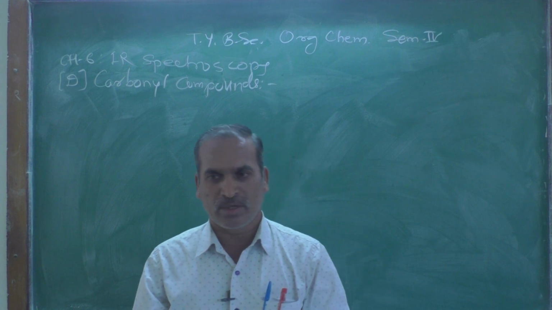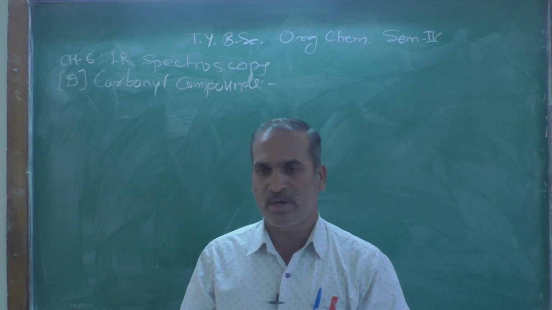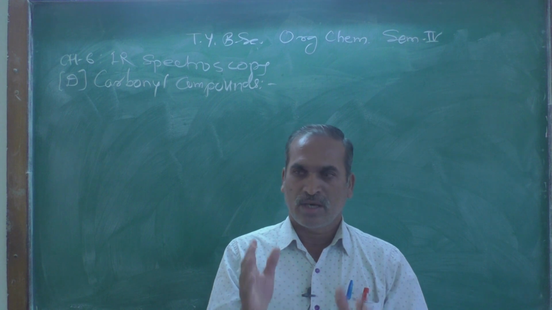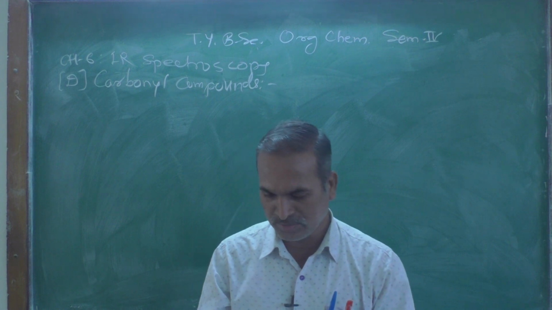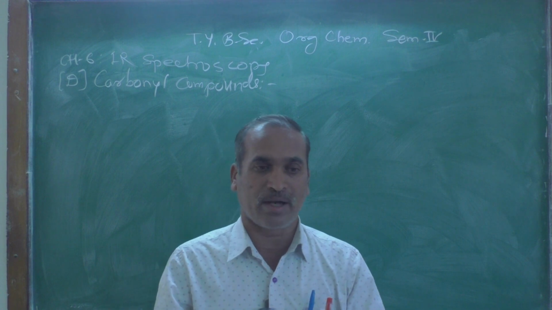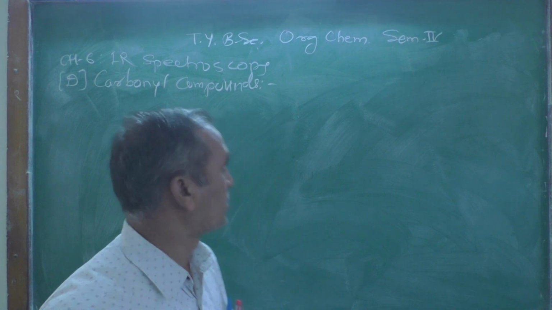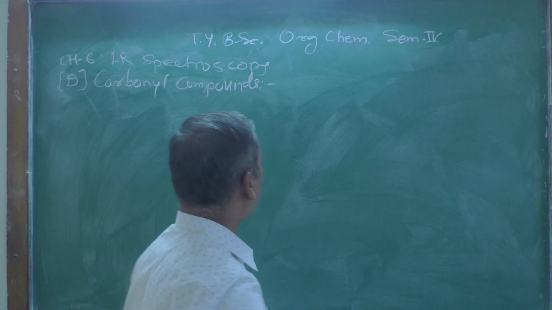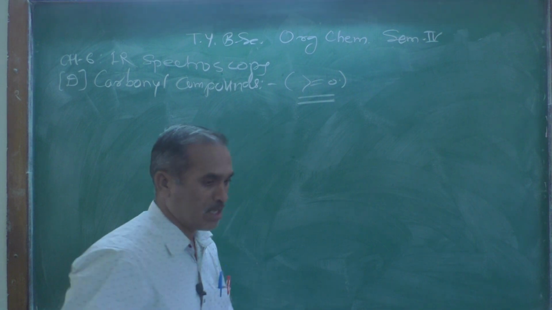Do you remember what we were discussing yesterday? I think we were discussing IR spectroscopy. In that we had discussed the carbonyl compounds, and today we are going to discuss the remaining part of the carbonyl compounds. As we know, carbonyl compounds generally contain one common group, which is C double bond O, referred to as a carbonyl group.